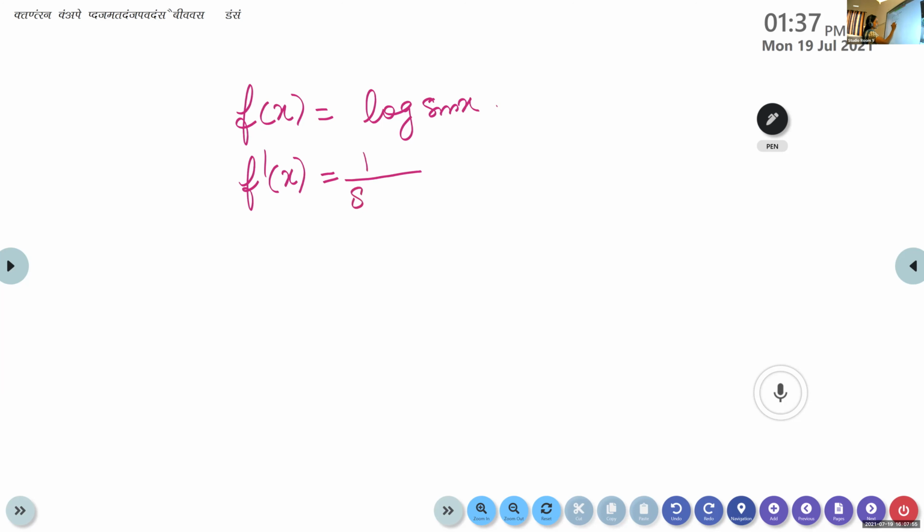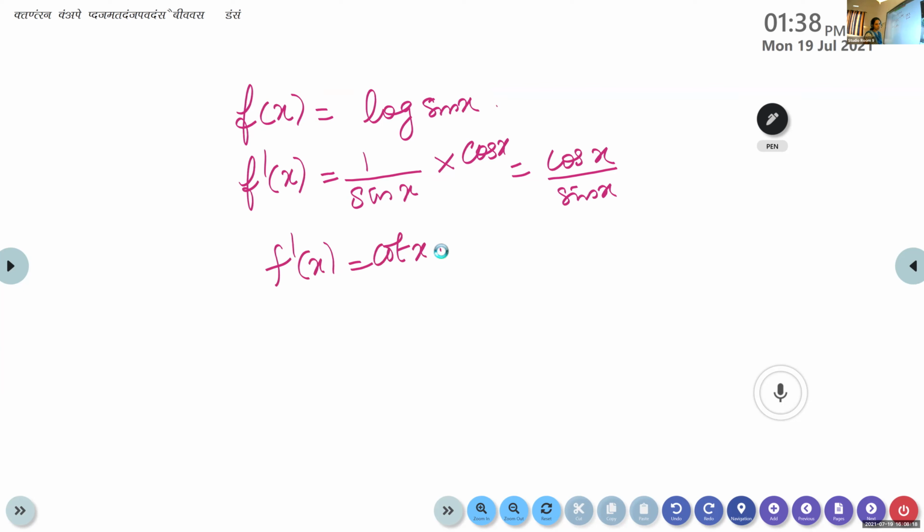1 by sin x into, that sin x we should differentiate. What is the derivative of sin x, Emmanuel? Cos x. So we get this as cos x by sin x, isn't it? Cos by sin is cot x. So f dash of x is cot x.